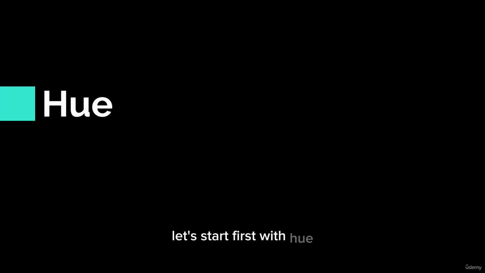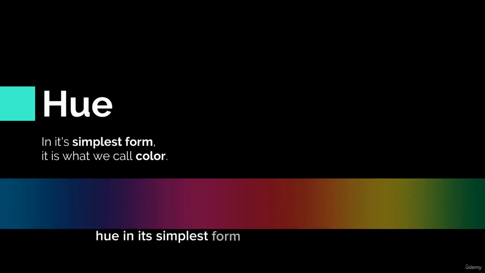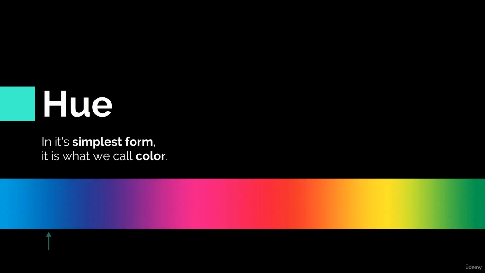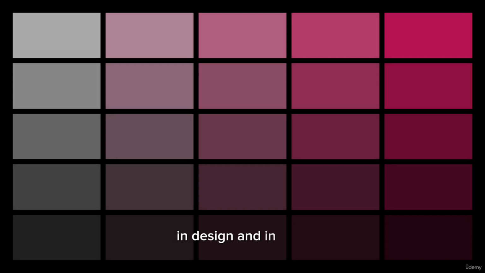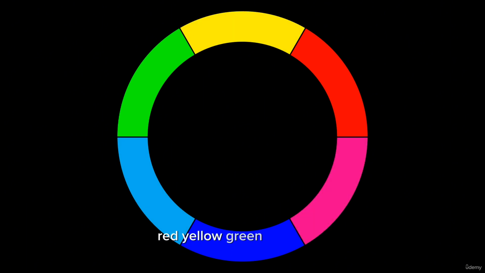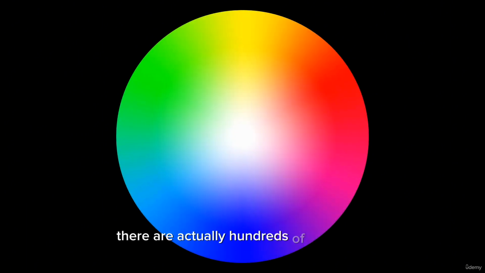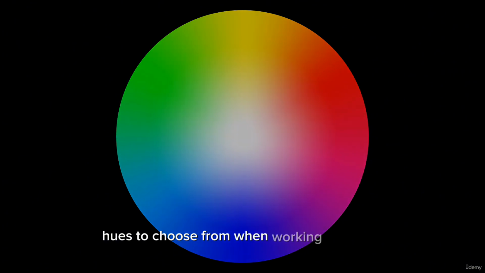Let's start first with hue. Hue, in its simplest form, is what we call a color. The hue is the reflected light wave that we see in our eyes and name a color: blue, yellow, green, red, and so on. In design and in print, a hue is described as a color with no values added to it. That is the color in its pure form, with no extra white, black, or grays added to that color. Though we think in terms of primary colors like blue, red, yellow, green, and violet, there are actually hundreds of individual hues to choose from when working in design.